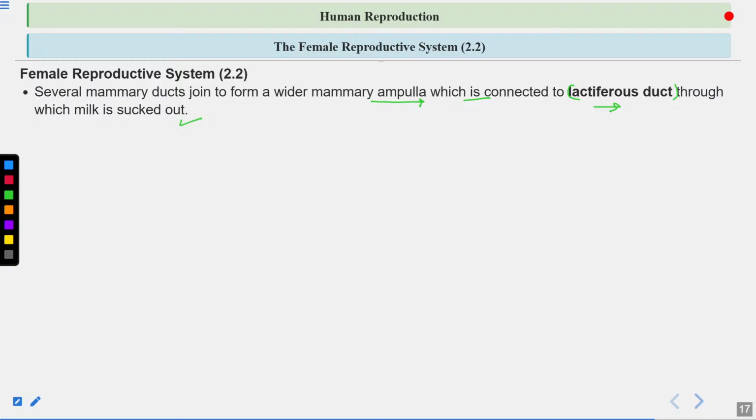So a question can come from here also. From which part of the mammary gland is the milk sucked out? The answer will be lactiferous duct. Then again a question can come about the role of the alveoli cells. Do they secrete milk or something else? Then they can ask you, these mammary ducts join to form what? They join to form the wider mammary ampulla.